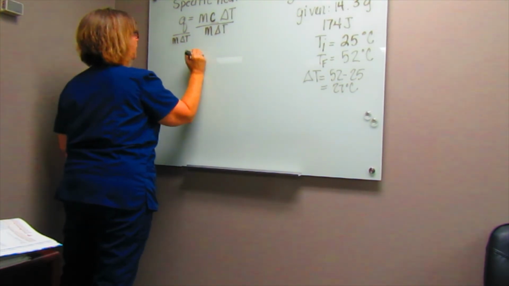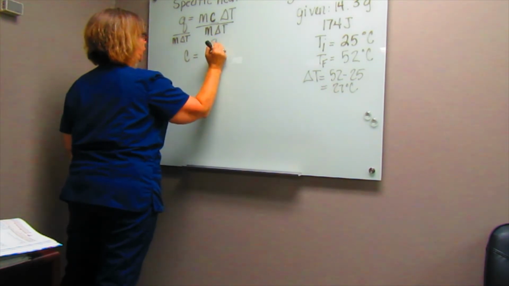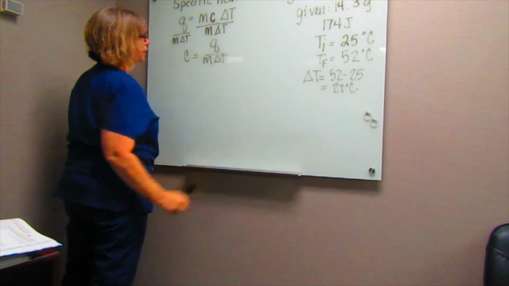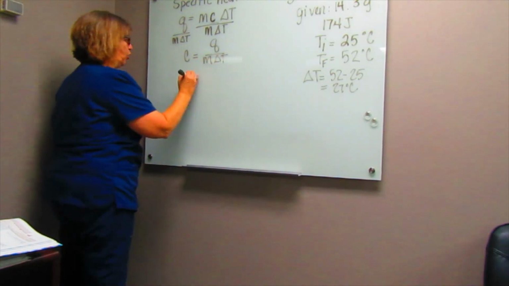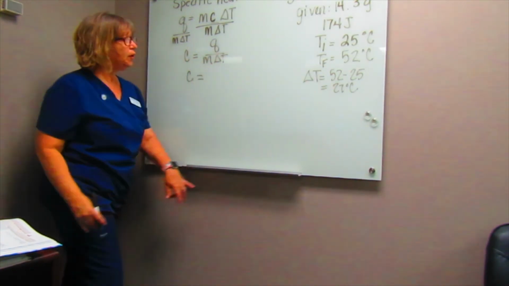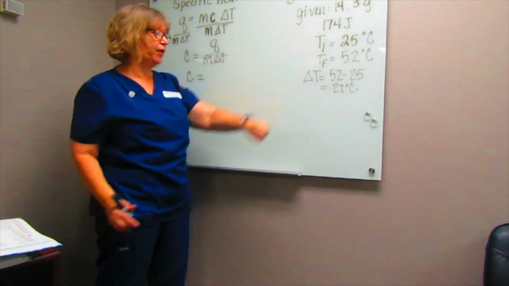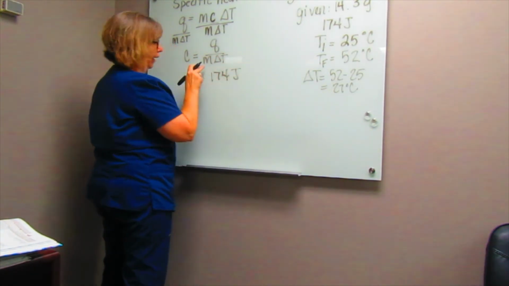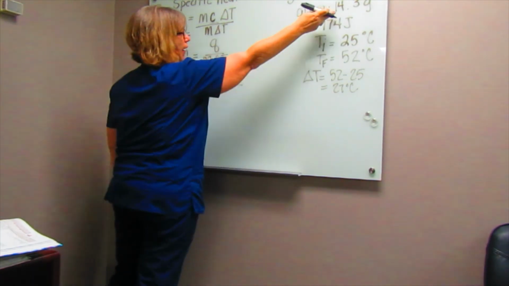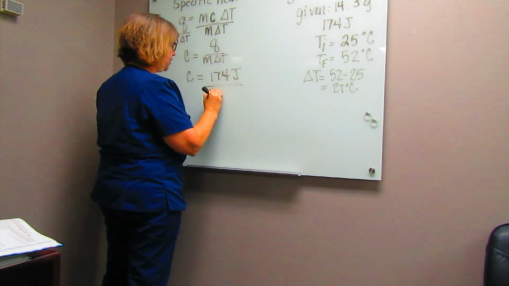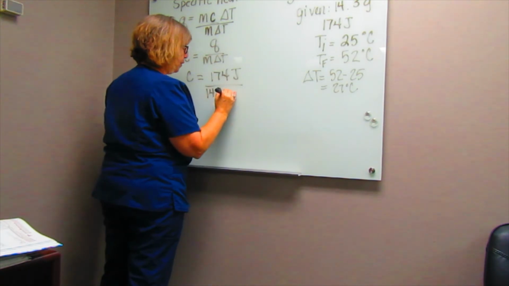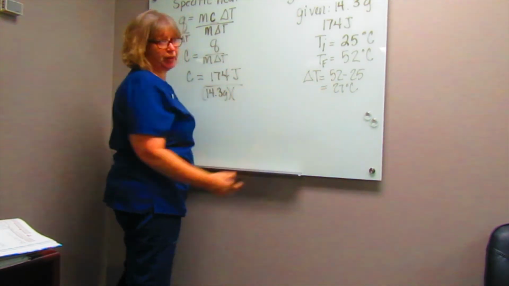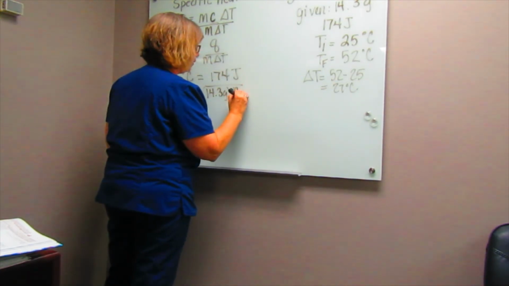So C is going to be equal to Q divided by M delta T. So when we plug in our values, Q is our 174 joules. M is our mass, 14.3 grams. And then our delta T is 27 degrees Celsius.